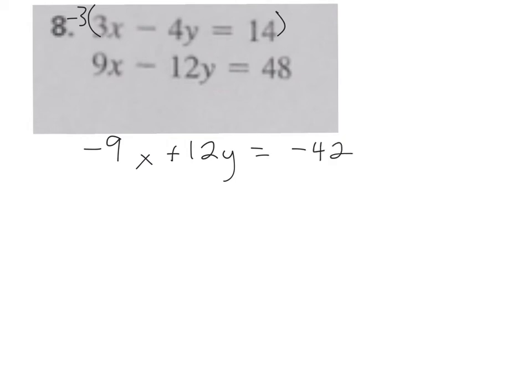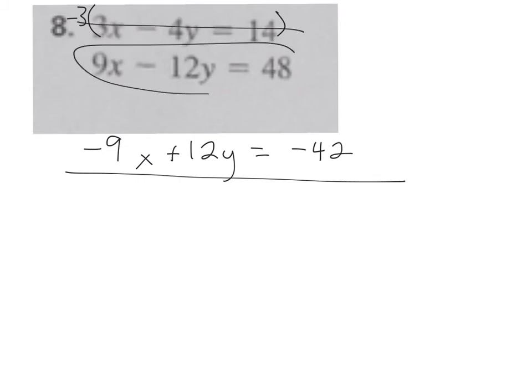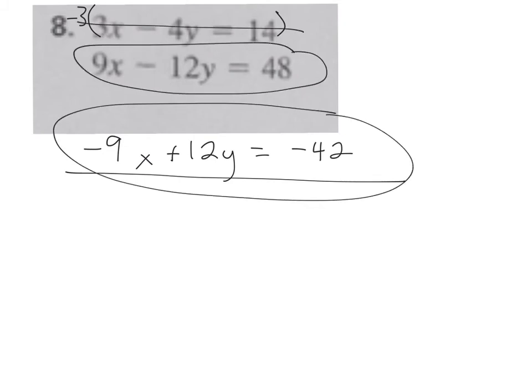Then when we combine them, I'm combining this bottom one and this one I just wrote out. 9x and a -9x would give me 0x. A -12y and a +12y, that's going to give me 0. And I'm going to get 0 equals 6. Now, when you get something like this, it does not make sense. 0 does not equal 6. When you get a weird answer like this, the answer is no solution.